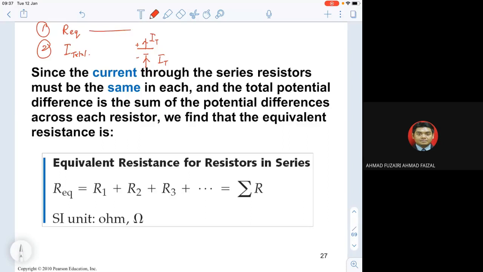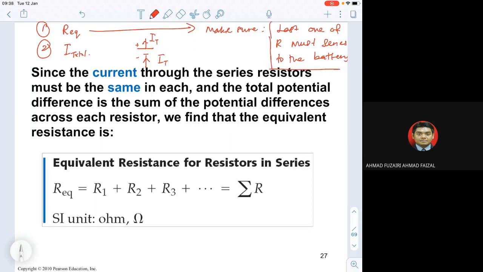In order to calculate the R equivalent, remember, make sure the last R must be in series to the battery. This is the most important tip when you deal with electric circuits. So the last R, or last examples, the last R must be in series to the battery.